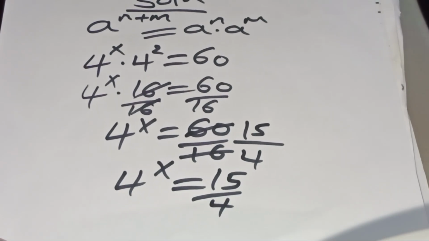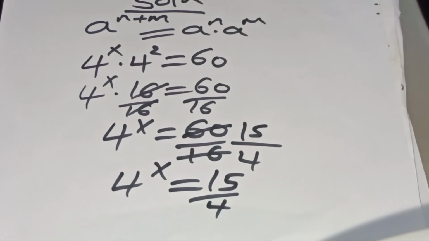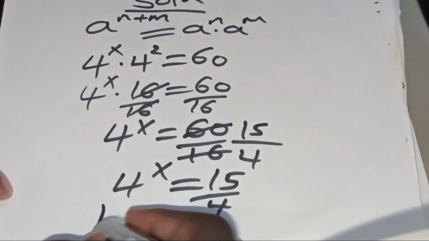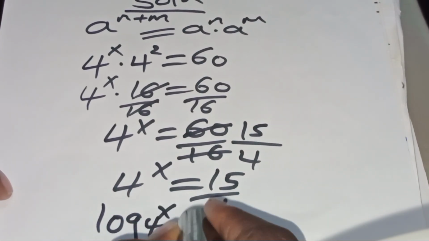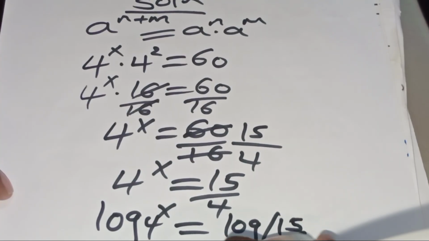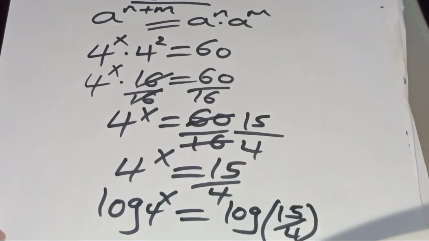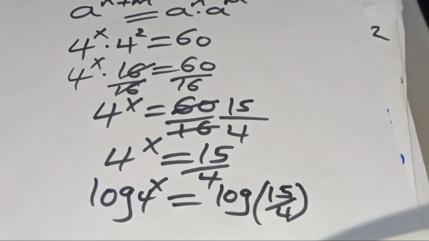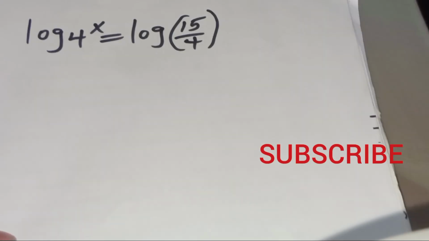Now, for the value of x, we introduce the natural logarithm on both sides as follows. So we'll have log 4 to power x, this is equal to log 15 divided by 4, okay? So let's proceed from here. We have log 4 to power x equal to log 15 divided by 4.